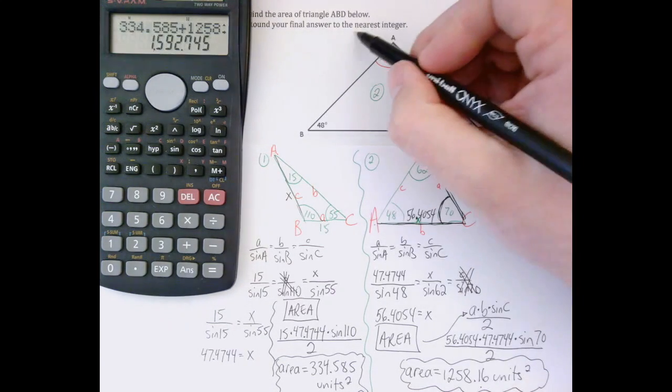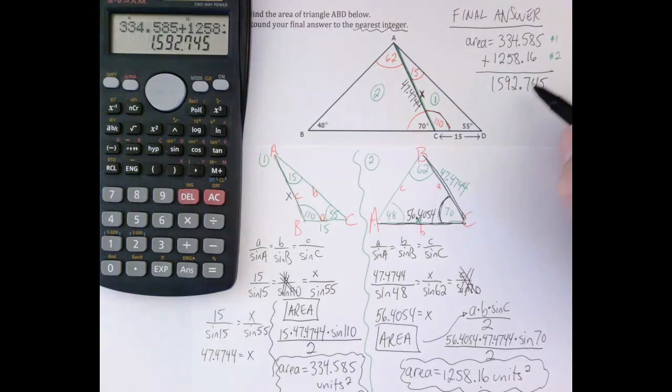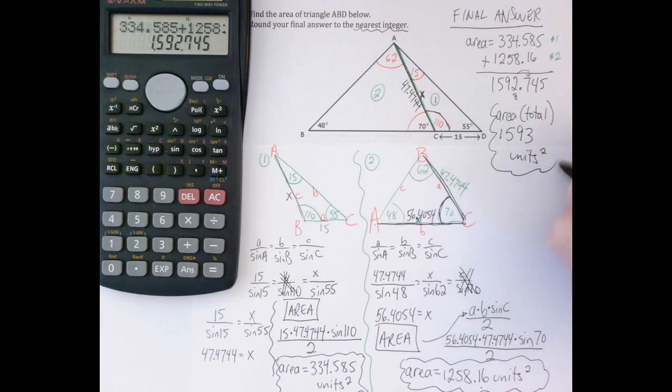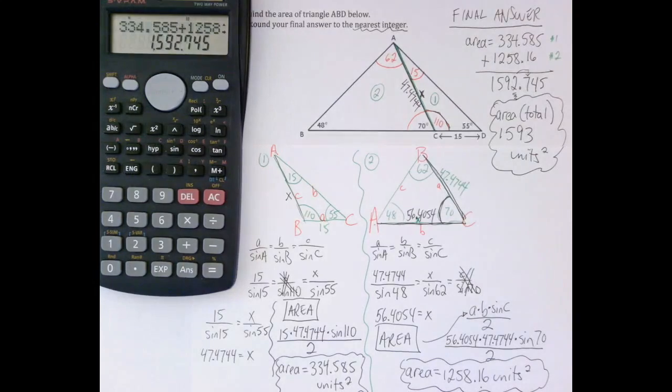And I get 1,592.745. They wanted nearest integer, so I look beside the integer at the first decimal. Since it's 5 or above, this number has to go up. So my area in total is going to be 1,593 units squared. And that would be the final answer.